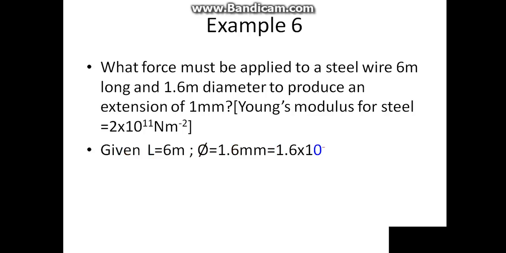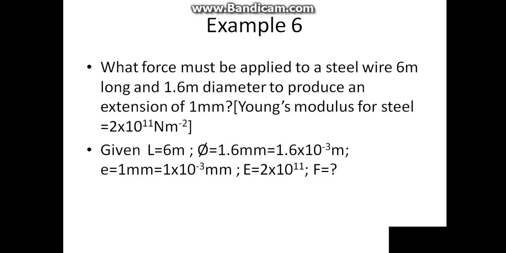Given length L is equal to 6 meter, diameter phi equals 1.6 millimeter, which is equal to 1.6 times 10 raised to the power minus 3 meter. e equals 1 millimeter, which is equal to 1 times 10 raised to the power minus 3 meter. Capital E is equal to 2 times 10 raised to the power 11. We are asked to find capital F.